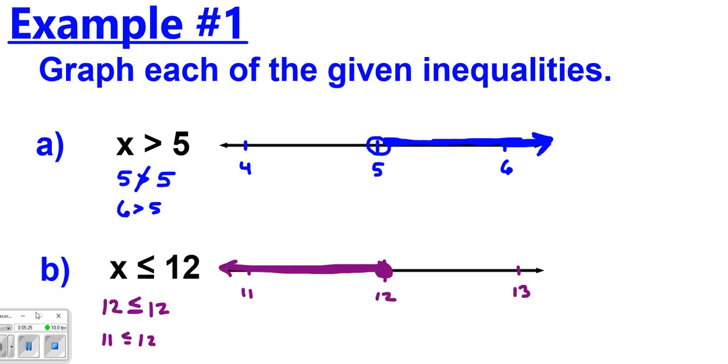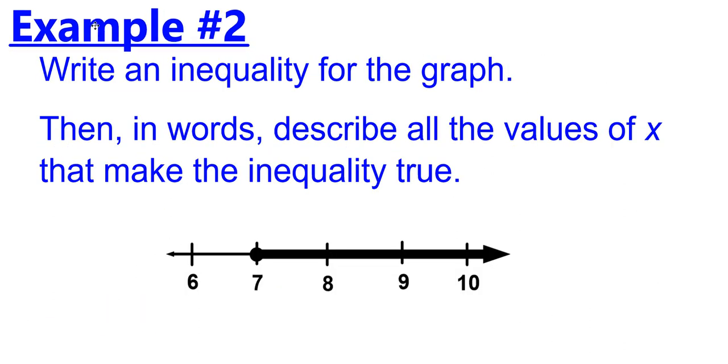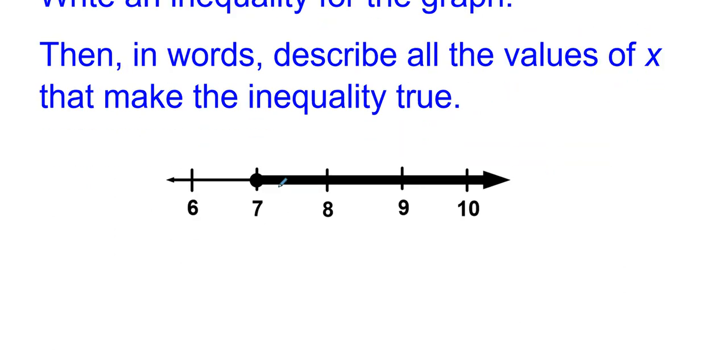There we go. All right, so moving on here, example number 2: write an inequality for the given graph and then in words describe the values of x that make it true. Well, for this one, this is a filled in boundary point. Since it is filled in, a filled in boundary, we will need an equal to. So one of the symbols with an equal to, whether it's a less than or equal to or greater than or equal to, but because this is filled in, we will need one of those with the equal to.